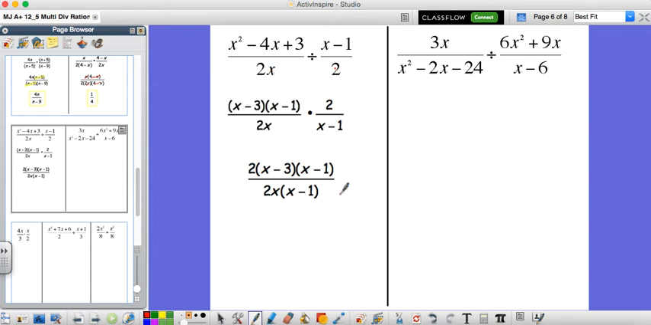We're just going to factor this first piece first. X squared minus 4x plus 3. Well, multiplies to positive 3 but adds to negative 4. Negative 3 and negative 1. Change this to multiply, and then take the reciprocal here. Now you can probably see that our x minus 1s are going to cancel. Our 2s are going to cancel. So we're left with x minus 3 over x.